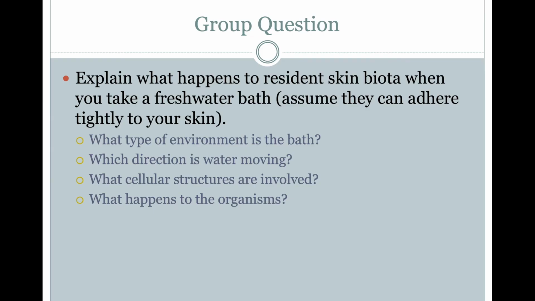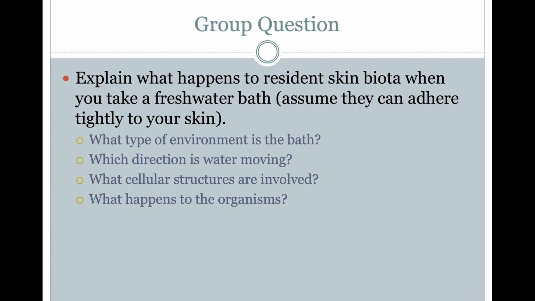So here's a discussion question for you to think about this environment. Explain what happens to resident skin biota when you take a freshwater bath. Assume they could adhere tightly to your skin. What type of environment is the bath? Which direction is the water moving? What cellular structures are involved? And what happens to the organisms?